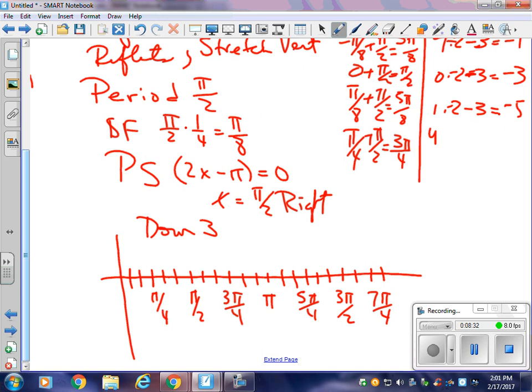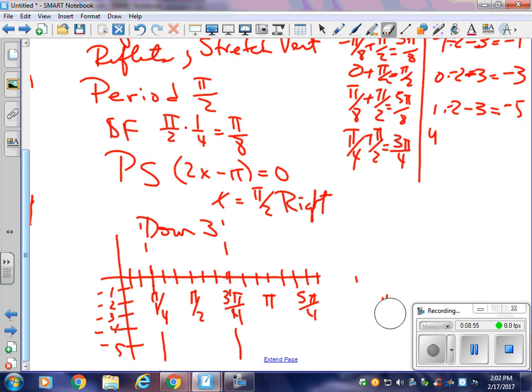So the first value on my table was undefined at pi over 4. Then I have a bunch of negative values, 1, 2, 3, 4, 5. So I need to pattern that off. And down at 3 pi over 4, I have another asymptote. So I think I drew a little bit too much, so I think I'll erase that. Because here's your next asymptote, because you only have one number in between them.